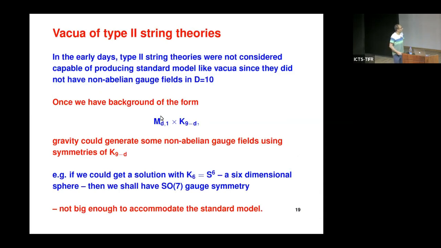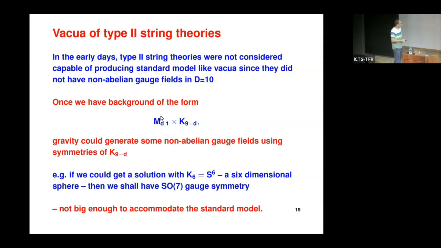Now let me turn to vacua of type 2 string theories. So in the early days, type 2 string theories were not considered capable of producing standard model like vacua. And the reason is that they did not have non-abelian gauge fields in d equal to 10. And we know that the standard model is based on non-abelian gauge theories. Now, of course, it is possible in principle to get non-abelian gauge theories even if we don't have any in d equal to 10. Even in conventional physics, once you have a background of this form, this could generate some non-abelian gauge fields using symmetries of this compact space.